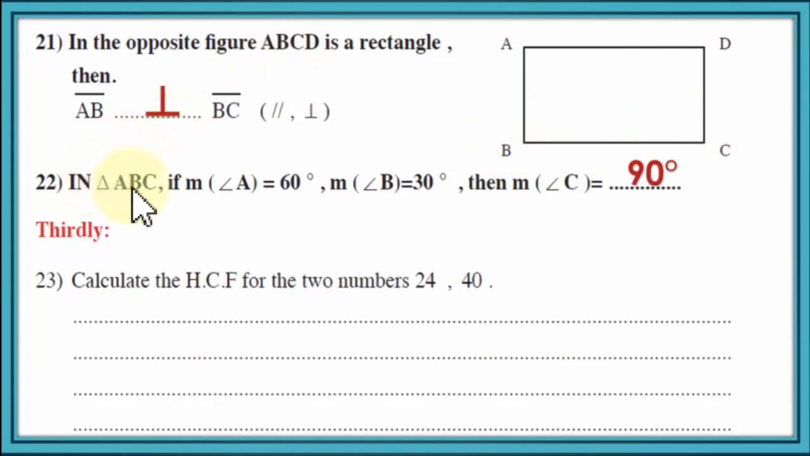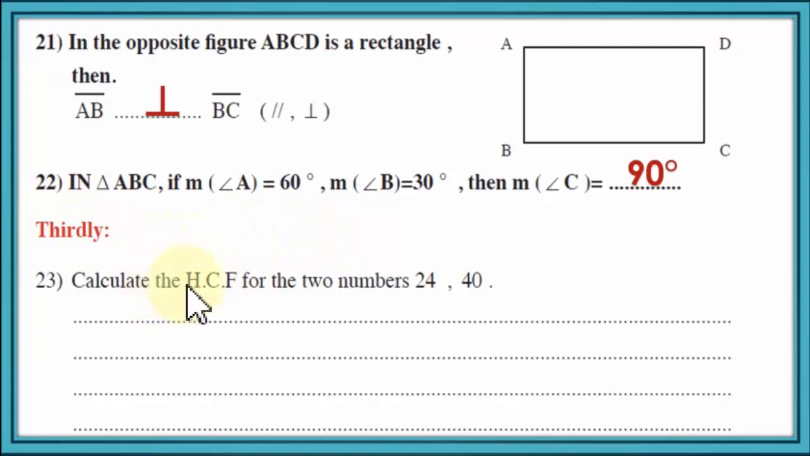In a triangle ABC, if measure of angle A equals 60 degrees, measure of angle B equals 30 degrees, then measure of angle C equals 90 degrees. Because the sum of measures of the interior angles of the triangle equals 180. So we will add 60 to 30, which is 90, then subtract 90 from 180. So the measure of angle C equals 90 degrees.